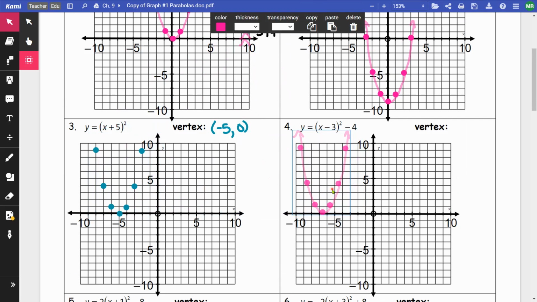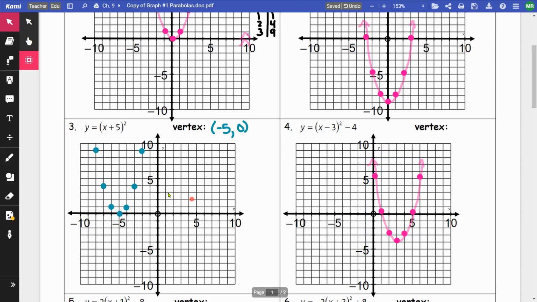So this one here, number 4, what's going to make my x minus 3 0 is going to be a 3. So this is going to move over to the right 3. And then the minus 4 is going to move it down 4. And that's where my graph would have been.